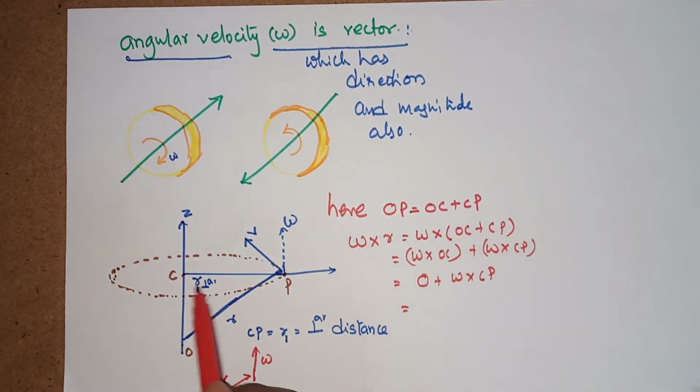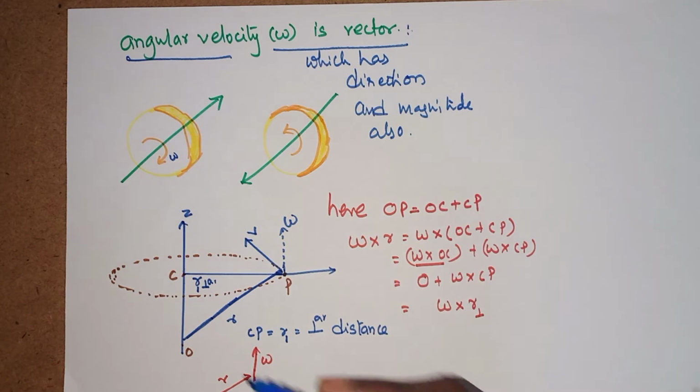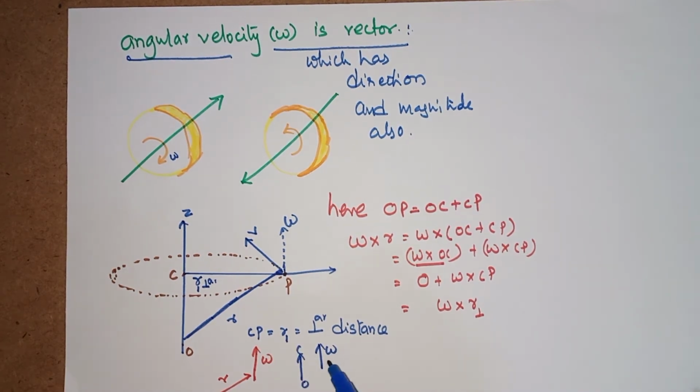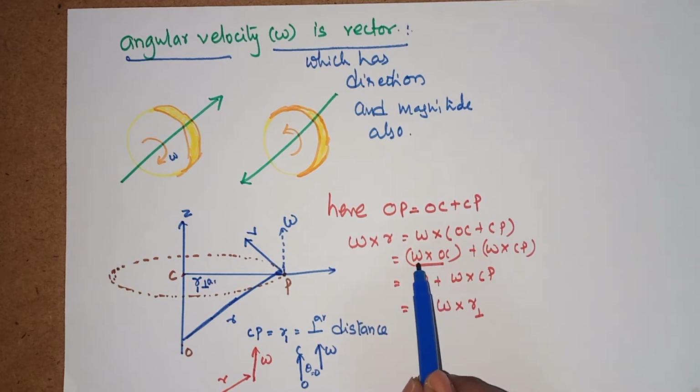Now omega cross CP, what is this? CP is simply the perpendicular distance, so it is omega cross the perpendicular distance. Now why am I writing the other term as 0? Simply understand it. Omega is in this direction and OC is there. What is the angle? Theta is equal to 0. When the vectors are parallel or anti-parallel, the cross product becomes 0. So that is why this is becoming 0.